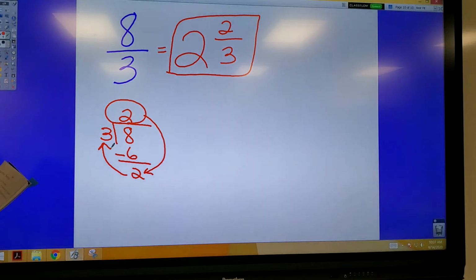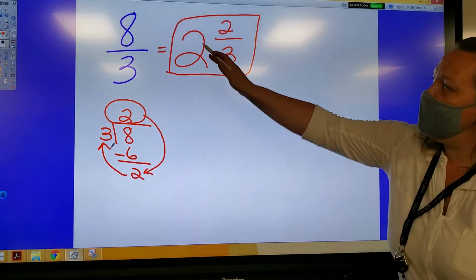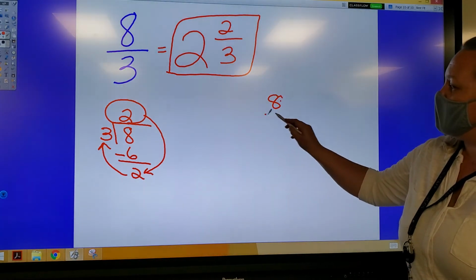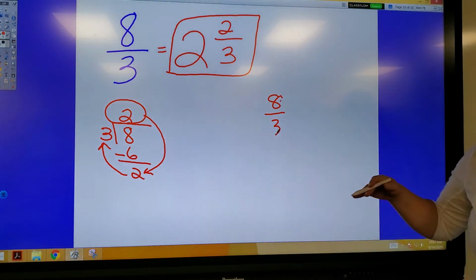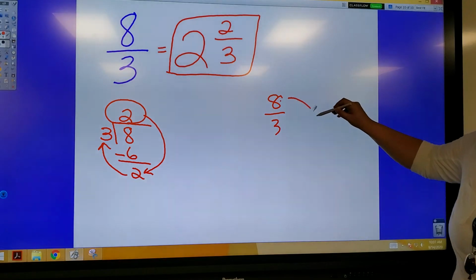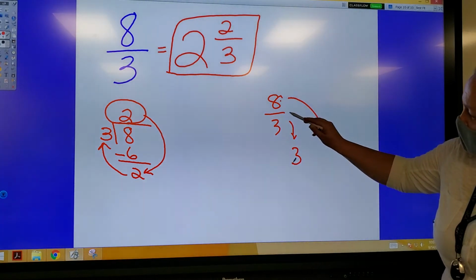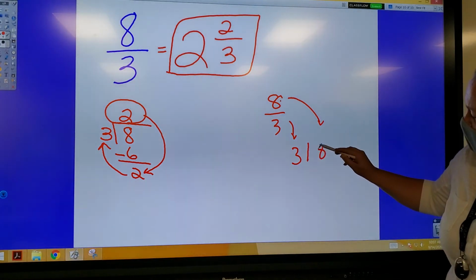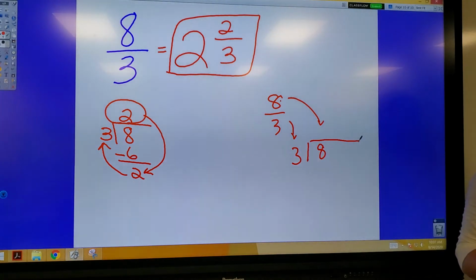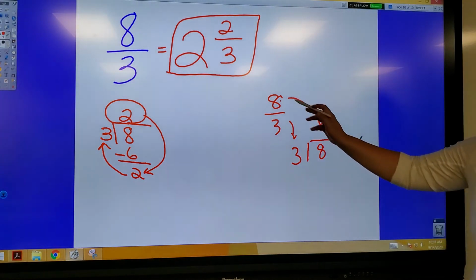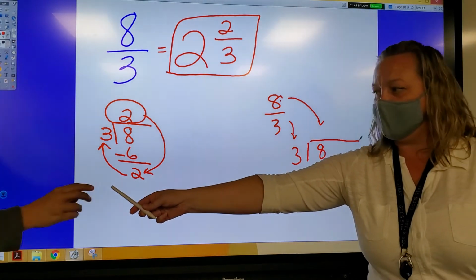Can I add something real quick? If you get confused with your 8 over 3 and how to write that division-wise, just picture dumping it over. So your 3 would be here, your line would fall here, and then your 8. And there's your division. Sometimes we get confused on which goes inside.